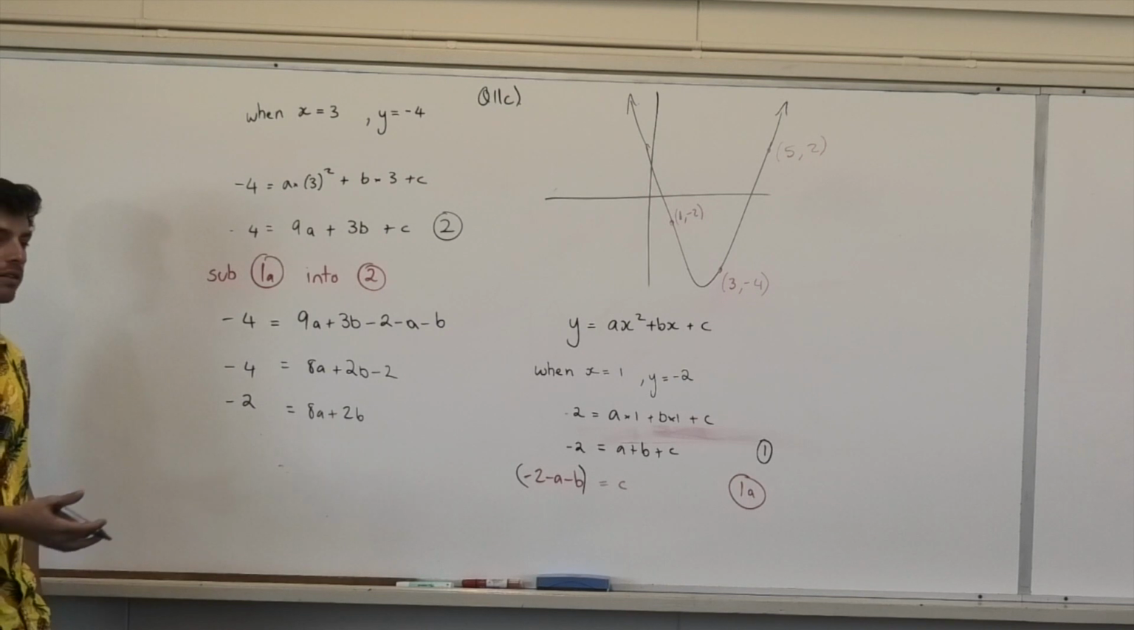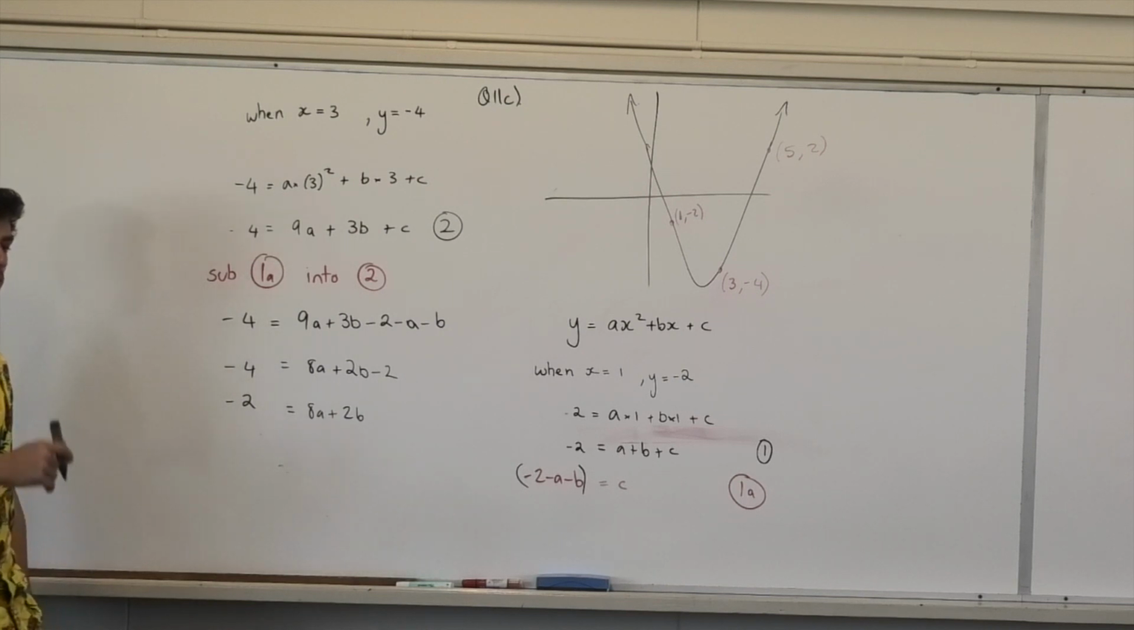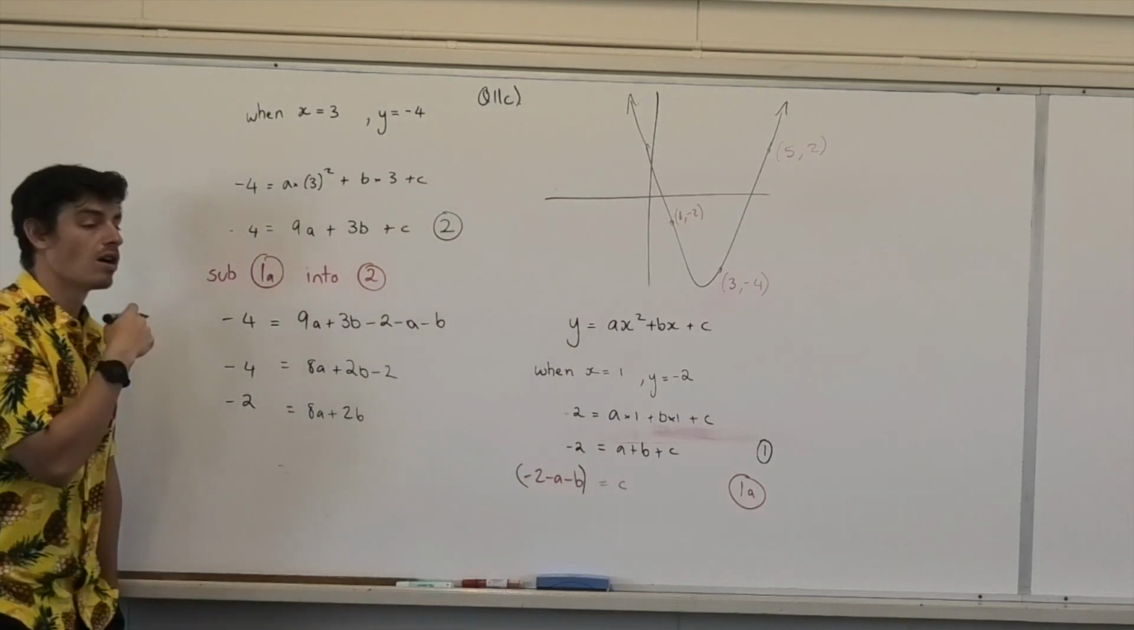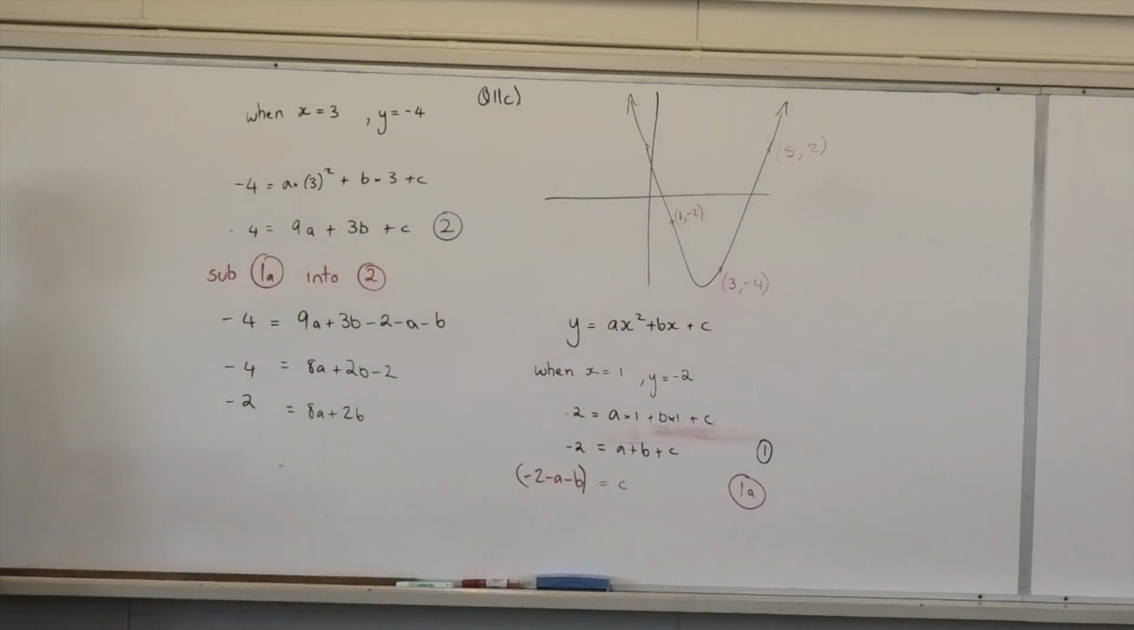Are we happy with that? Or whether anything doesn't make sense? What am I doing here? What's the process I'm applying? Substitution. Substitution using simultaneous equations, correct? But it is just substitution. Why am I doing that? How many variables did I start with? How many unknowns?